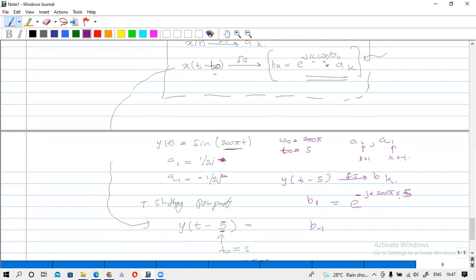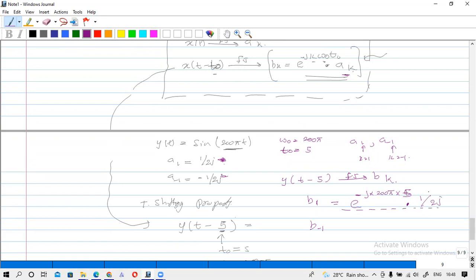So this is a constant, there is no t value. And it should be multiplied by ak. Here k is 1, that means you have to multiply it by this a1. So this is the b1.